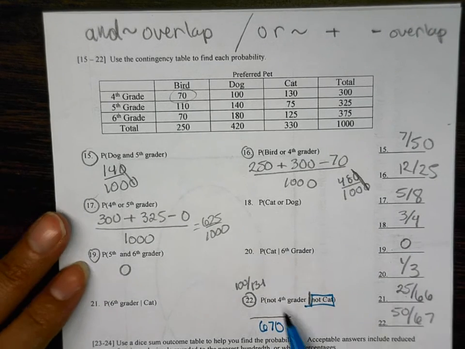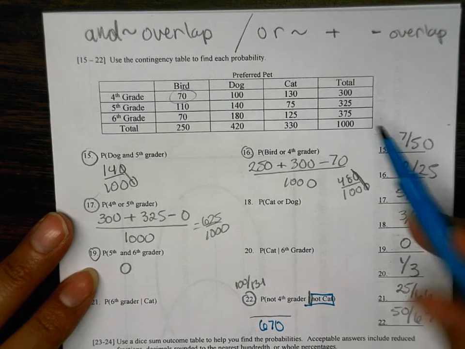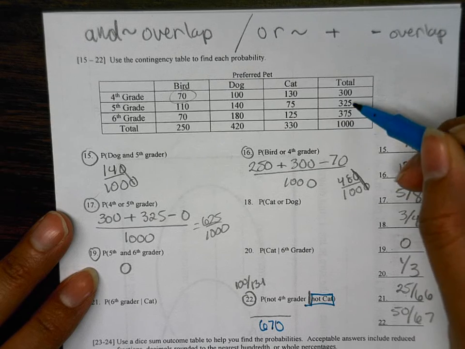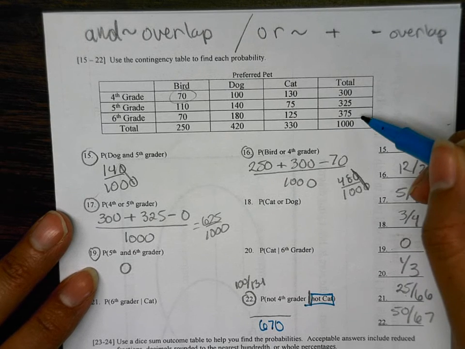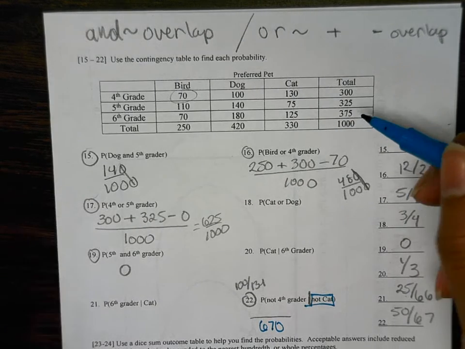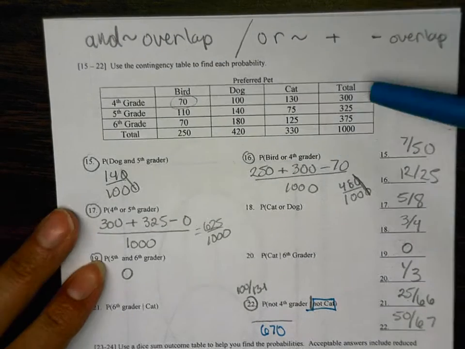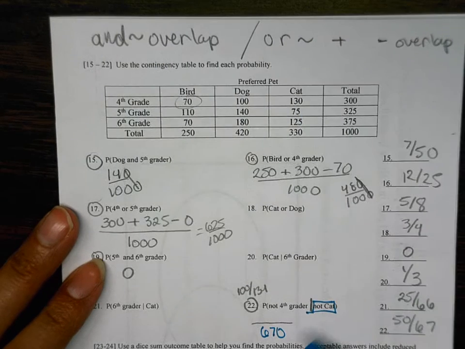670. 670, does everybody agree? Yeah. Okay, now, here's where kids mess up. Not 4th graders. They will cross out the 300 and add these two numbers together because 5th and 6th graders are the non-4th graders. Is that correct? No. Okay, go ahead and tell me.